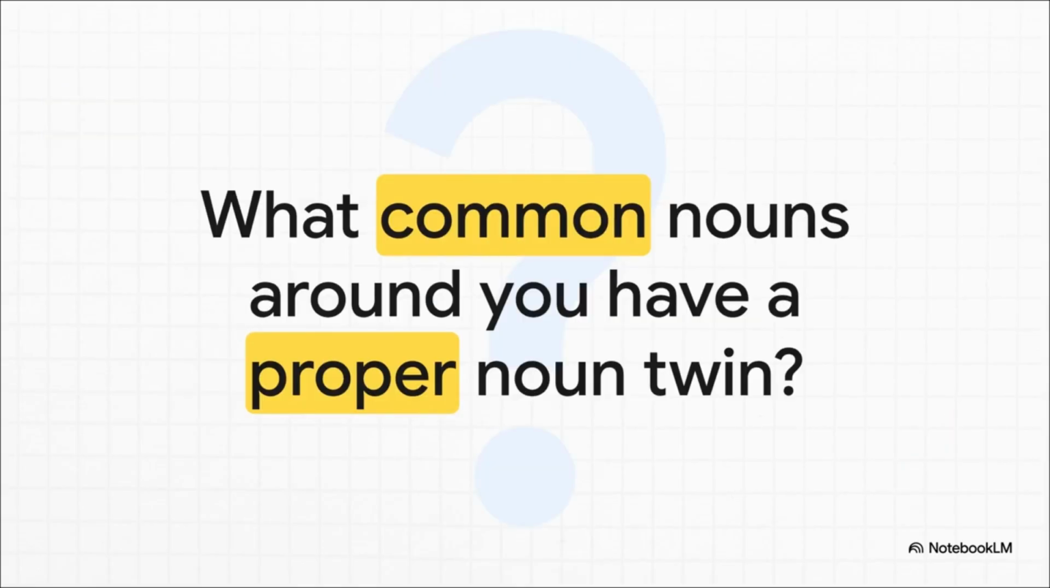So I'm going to leave you with a little challenge. Just look around you right now. You're not just in a building, are you? Maybe you're in the Empire State Building. You're not just drinking a soda. Maybe it's a Pepsi. So my question for you is this. What common nouns around you right now have a proper noun twin? I guarantee once you start looking for them, you're going to see them absolutely everywhere.